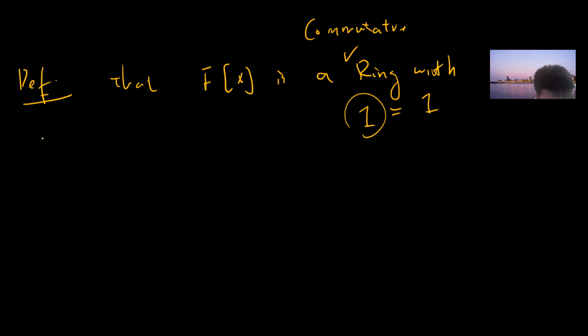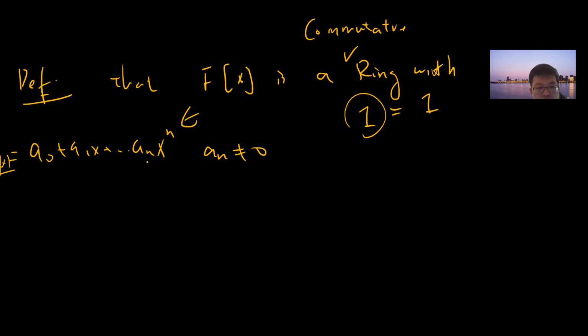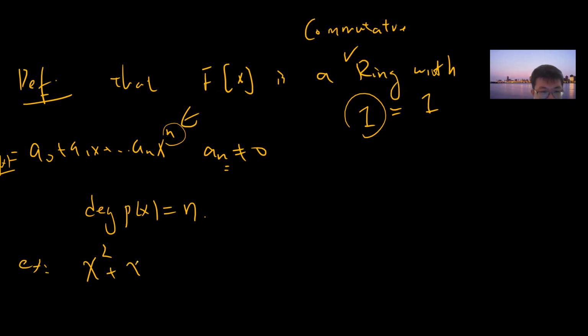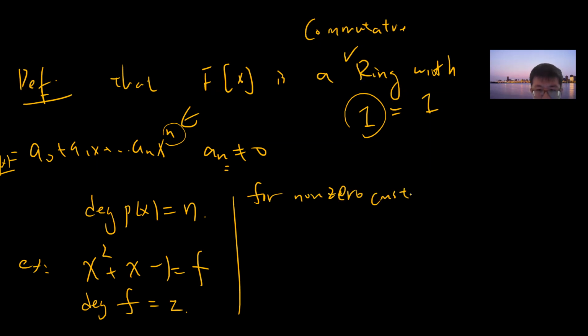Okay, let's talk about degree. Given a polynomial P of X, the largest power n such that an is non-zero is called the degree. So I define the degree of P of X to be n. A simple example: x squared plus x minus 1. The degree of this f is just 2. For a non-zero constant polynomial a, I define the degree of a to be 0.